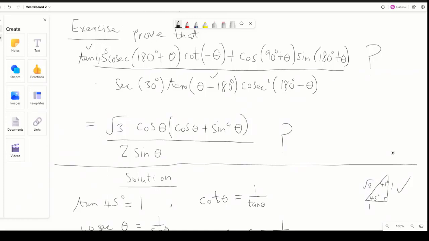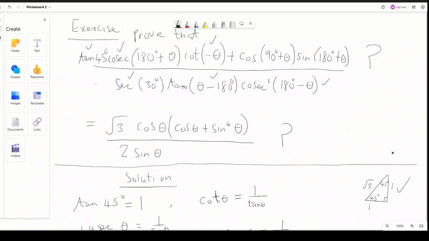What I'm going to do is take everything and rewrite it, just to make things easier for you. For example, you see this cosec here, I will write it in the denominator as sine 180 plus theta. This cot here, I will write it in the denominator as tan minus theta. This sec here, I will rewrite it in the numerator as cos 90 plus theta. And this cosec squared here, I will write it in the numerator as sine squared 180 minus theta.